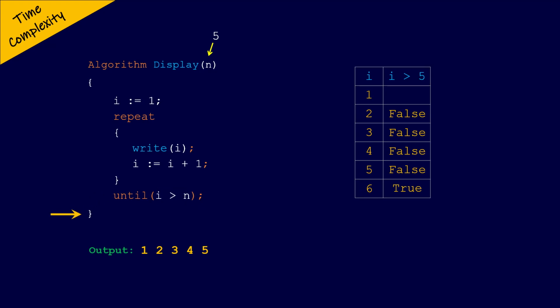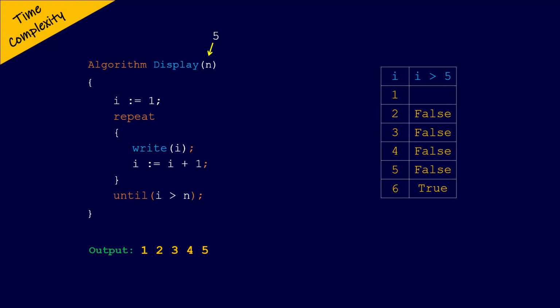If you observe, when the value of n is 5, then the statements inside the repeat until loop are executed for 5 times, and the condition in the repeat until loop is also evaluated for 5 times. Similarly, in terms of n, that is, when the input or the parameter is n, then the statements inside the repeat until loop are executed for n times, and the repeat until condition is also evaluated for n times.